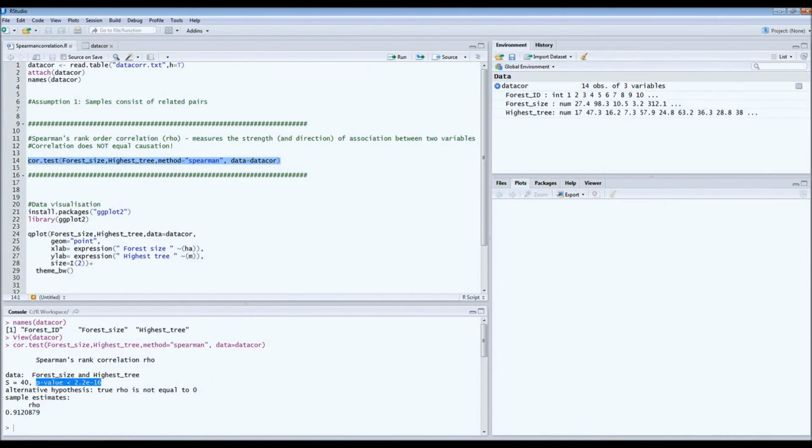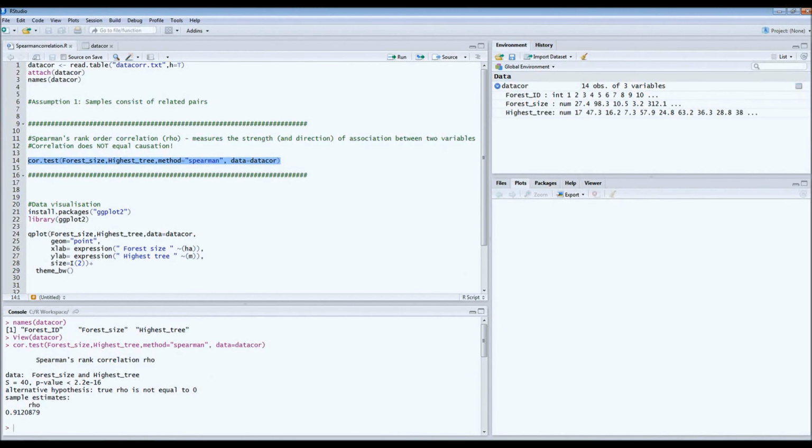If we want to know if this association is positive or negative, we can look at the rho, the Spearman's rho, which you also have to report in a paper, which is 0.9. So it's very strong. There's a very strong correlation between our two variables, forest size and height of the highest tree. So this is what we want to report in the paper: the p-value and then the Spearman rho.